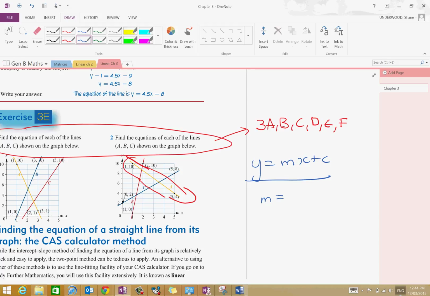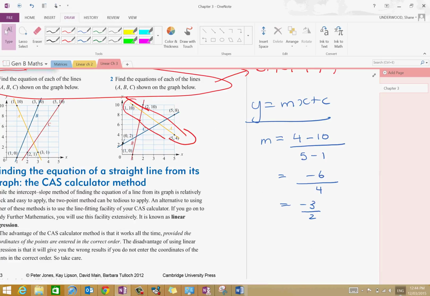Okay, m is equal to rise over run, which is 4 minus 10 over 5 minus 1, which is equal to minus 6 over 4, which is minus 3 over 2. Now we've got y equals minus 3 over 2 x plus c.